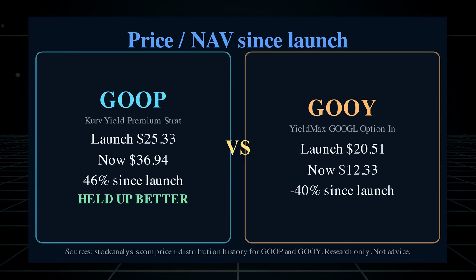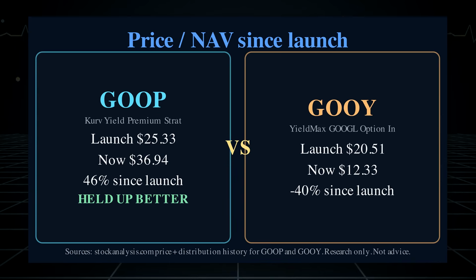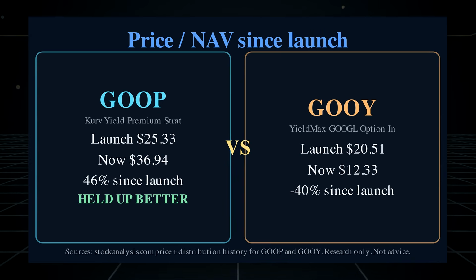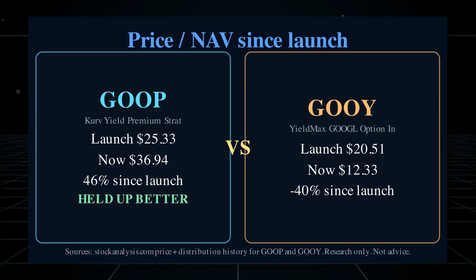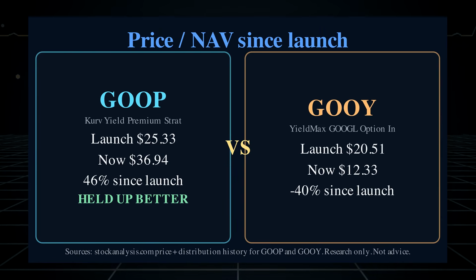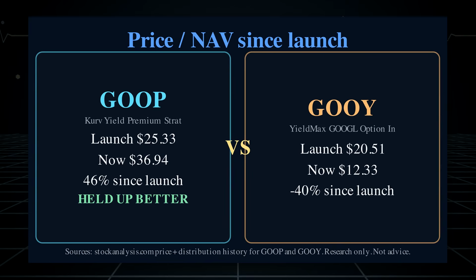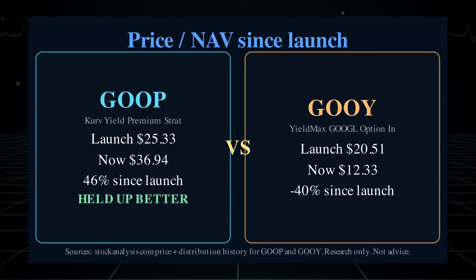A falling NAV can also make a distribution rate look more dramatic because the quoted rate is being compared with a lower share value. That can create a cruel optical illusion. The fund looks more generous precisely because the measuring base has weakened. The supplied data does not tell us the full day-by-day path or every cause of GOOY's decline, so we should not invent a diagnosis beyond the evidence. What we can say is that its capital record is poor, while GOOP's is strong.